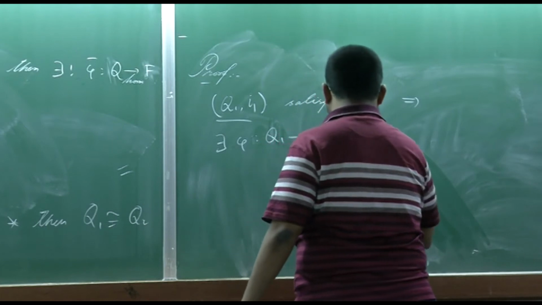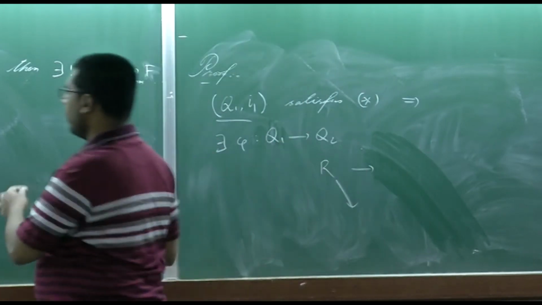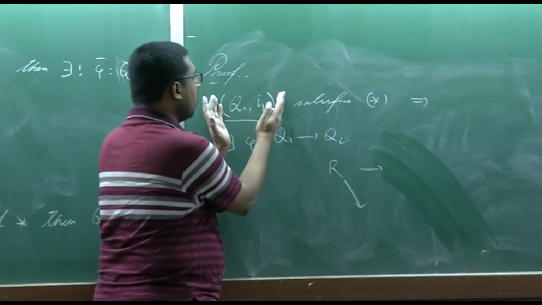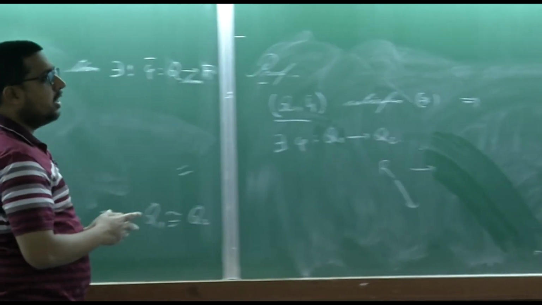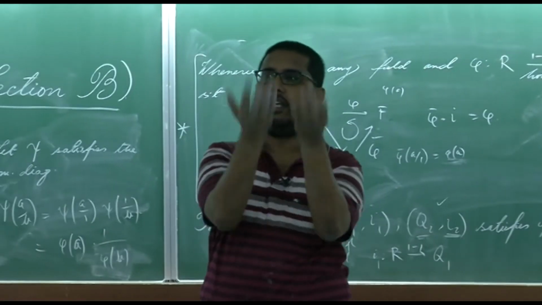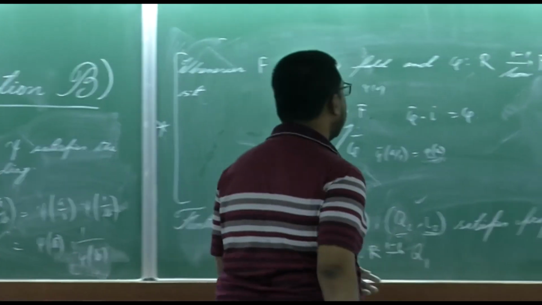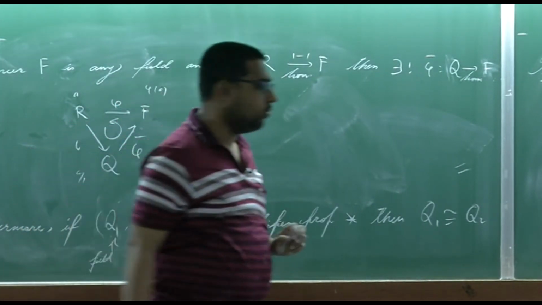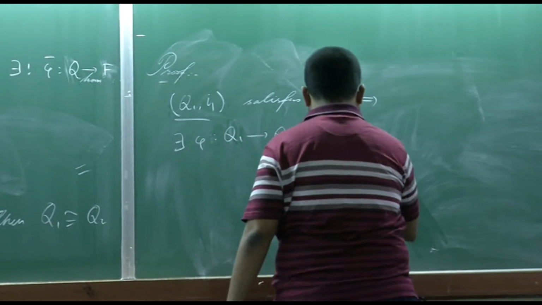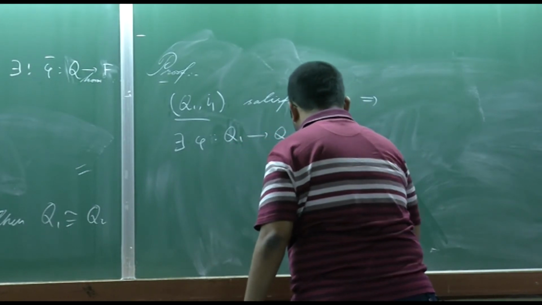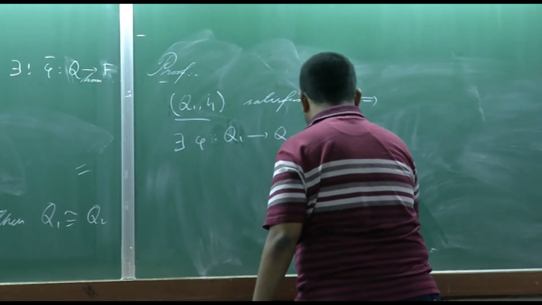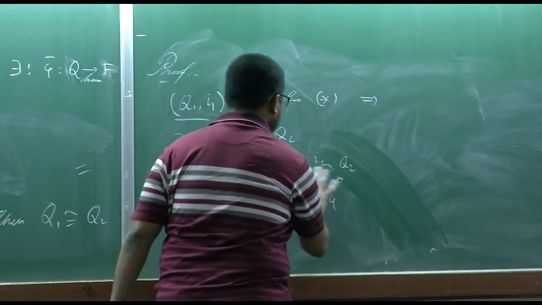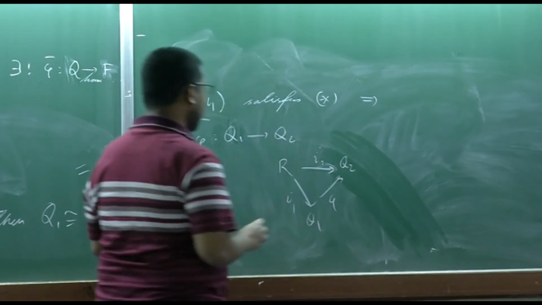So, try to understand here, we first take Q1, I1 that satisfies property star. Now, we are using that it satisfies property star by considering F equal to Q2 and phi equal to I2. Therefore, there is a homomorphism, let us say phi, that makes this diagram commutative.